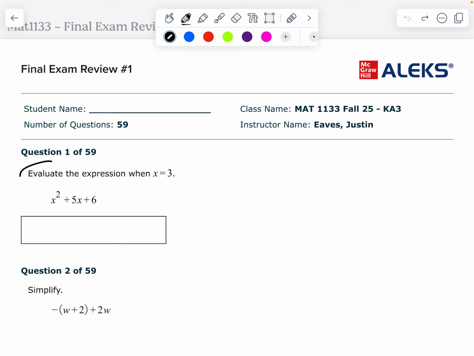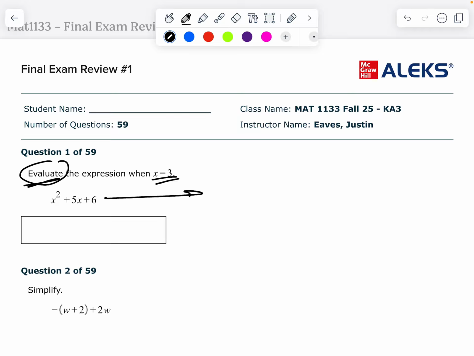If the question says evaluate, that means we're just going to sub in our value for x. So evaluate, we're just going to get a number, okay? If the question says evaluate or solve, our answer is going to be just a number. If our question says simplify, then we're still going to have x's or y's or w's. There's still going to be a variable with the answer. Since this one says evaluate, we should have a number answer.